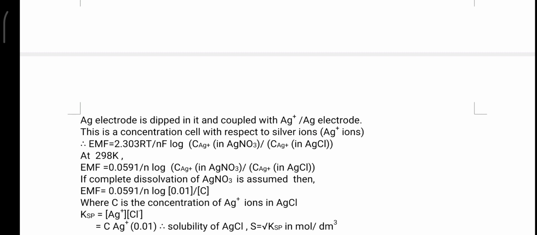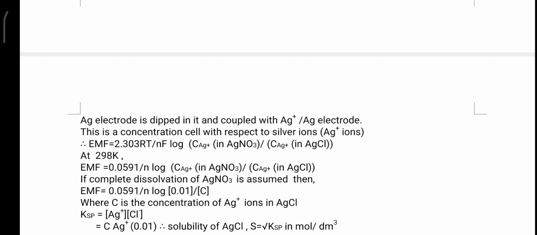Therefore, the EMF of this cell is given by 2.303 RT by nF log of the concentration of silver ions in the right hand side cell, that is AgNO3, divided by the concentration of silver ions in the left hand side cell, that is AgCl. At 298 Kelvin, the value of 2.303 RT by F equals 0.0591. Therefore, the equation can be written as 0.0591 by n log of silver ion concentration in the silver nitrate solution divided by silver ion concentration in silver chloride.